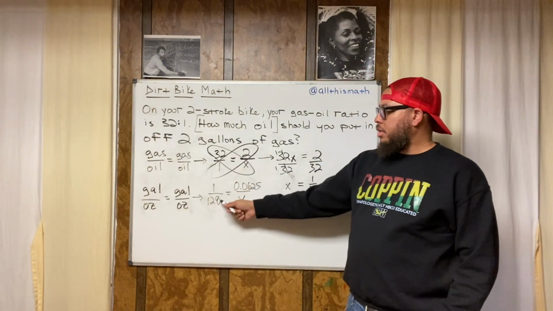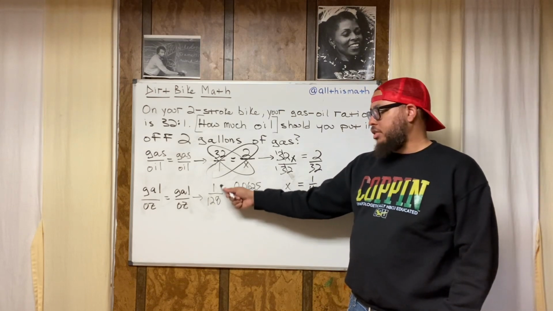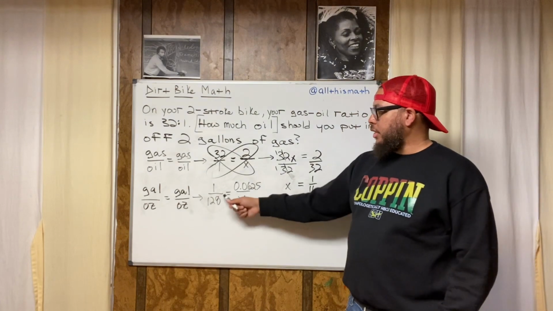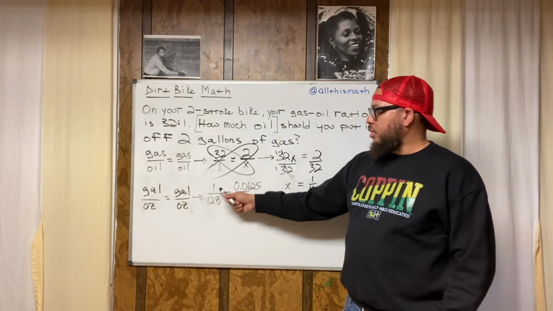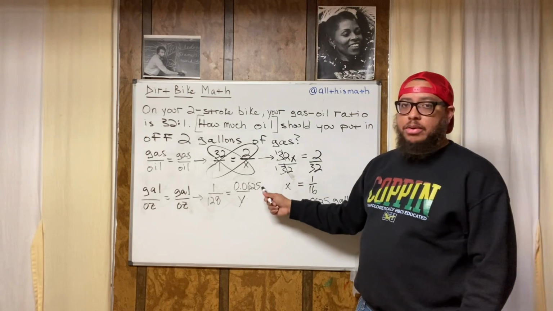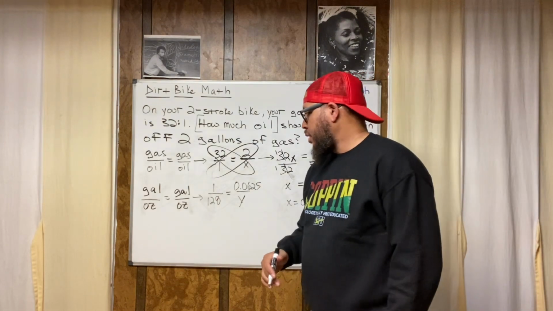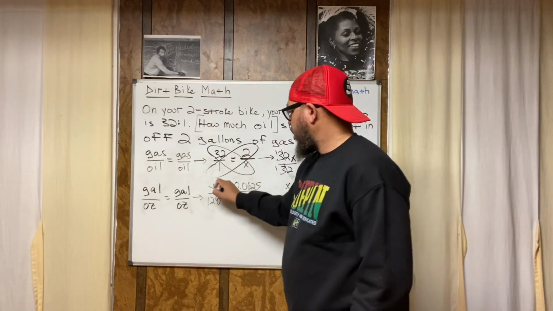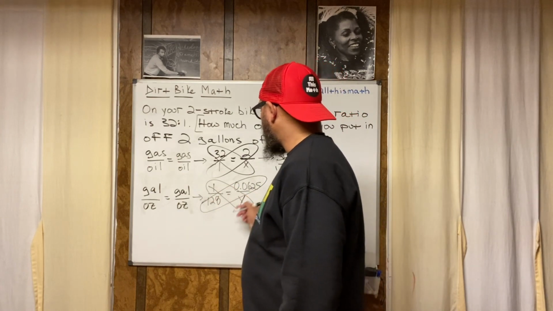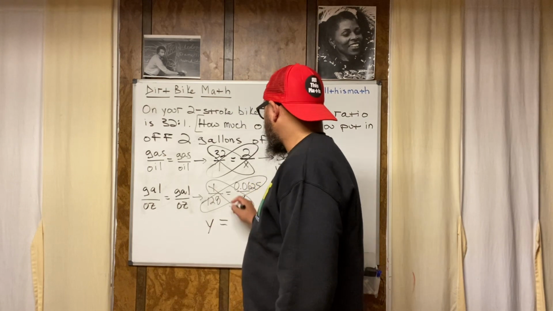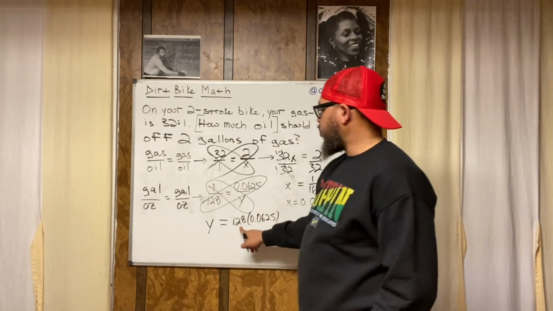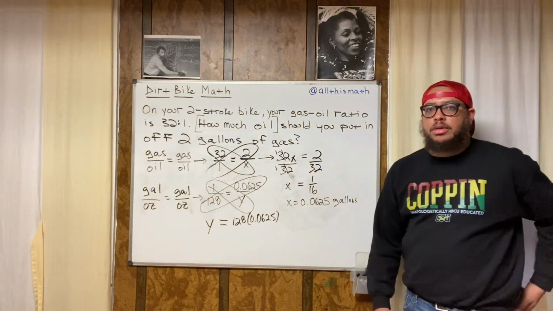We know it's 1 gallon in 128 ounces, or 128 ounces in 1 gallon, however you want to look at it. And we want to know how many ounces are in this many gallons, because the relationship between 128 ounces in 1 gallon is the same as the relationship between this amount of ounces and this amount of gallons. So they are consistent. So now we use the cross product property again. We go diagonal. 1 times Y is Y. Write your equal sign. And then we got 128 times 0.0625.